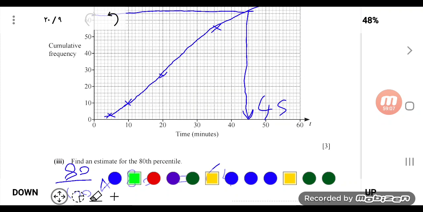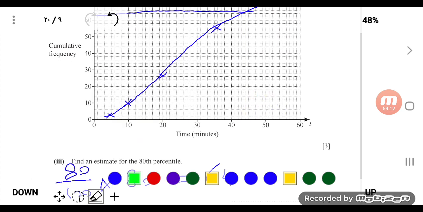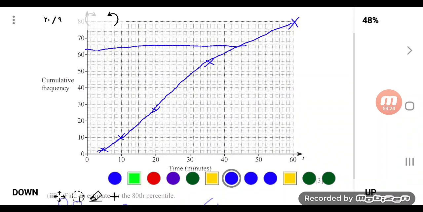So let's erase this. Okay. More than 45, you go to 45 here. Then you draw a vertical line at 45. Then a horizontal line again here. Then you subtract the highest value minus the value that you got here. Let's say the value that you got is 64. So you subtract the highest value minus 64. And like this, you solve the question.